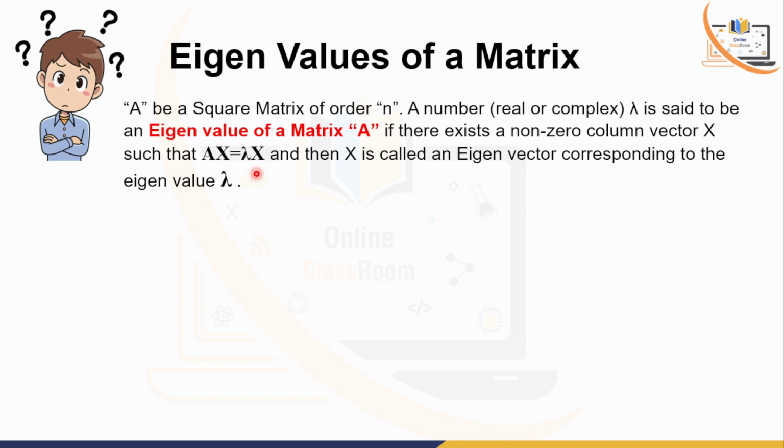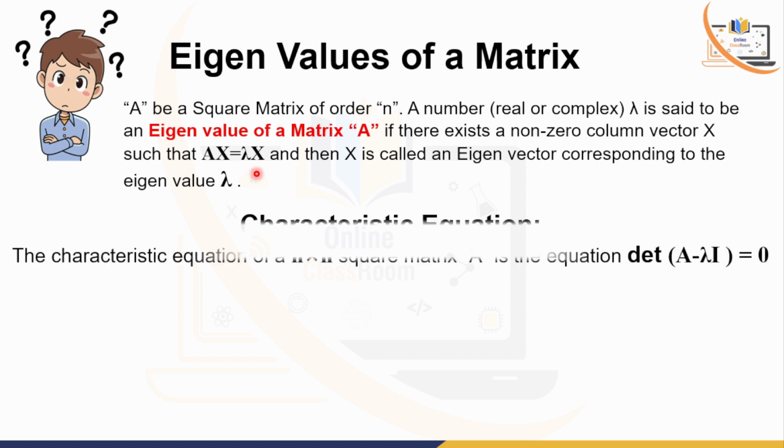So obviously the question will arise: how can we compute the corresponding eigenvalues of a matrix? Well, if we want to find the eigenvalues of a matrix, initially we have to consider the characteristic equation. For any n by n square matrix, first we consider the determinant of A minus lambda I equal to 0. This particular equation is called the characteristic equation.